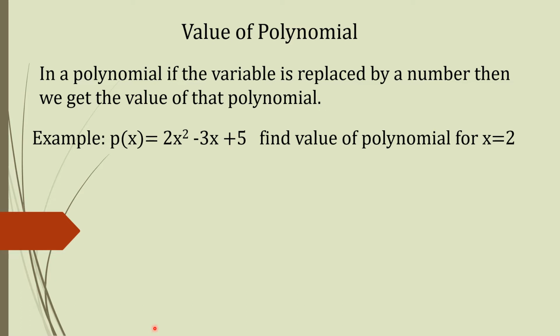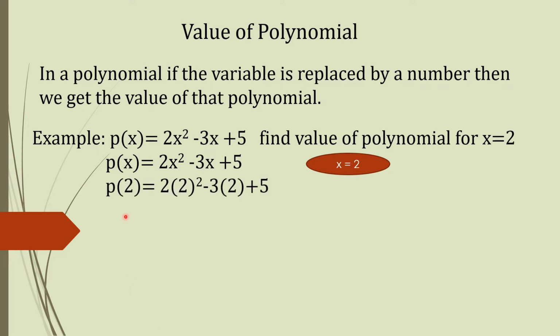So, students, let's substitute the variable x by 2. So, I'll write p of 2 equal to, in the given polynomial, you will replace the variable x by 2. So it will become 2 into 2 whole square minus 3 into 2 plus 5. Now you have to solve this.